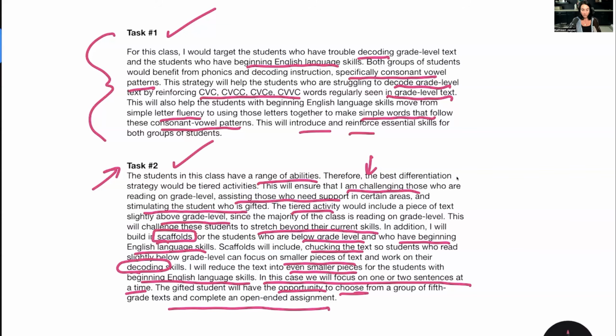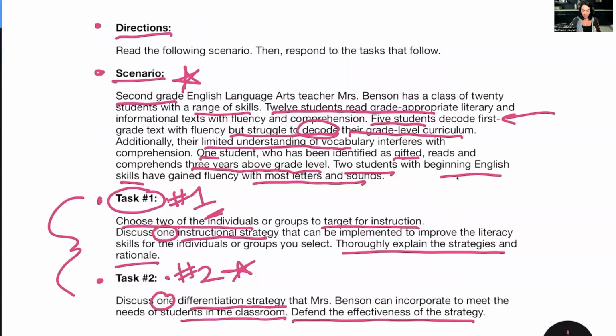Now you might be saying, well, you didn't address it said here, what did it say? Vocabulary interferes, right? It says additionally, vocabulary interferes with comprehension. I don't have to, because I use decoding to meet the needs of those 2 groups of students in task number 1. You can pick and choose what you're going to do. This is what I chose to do. There are other ways in which you can approach this particular constructed response, okay?